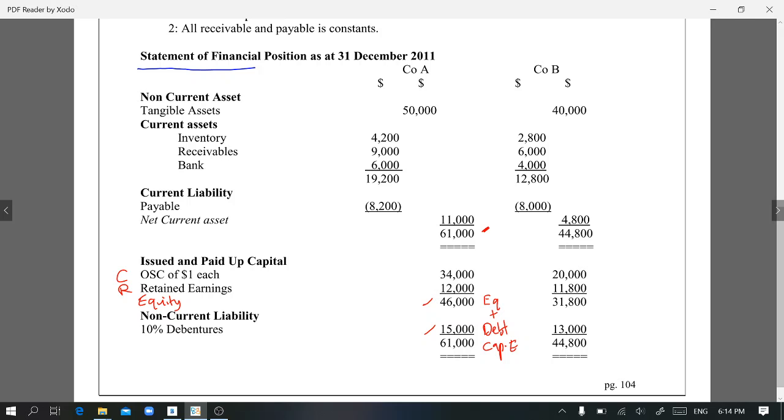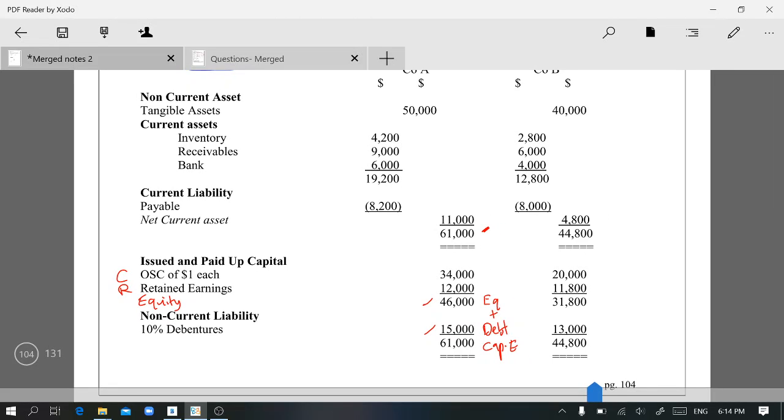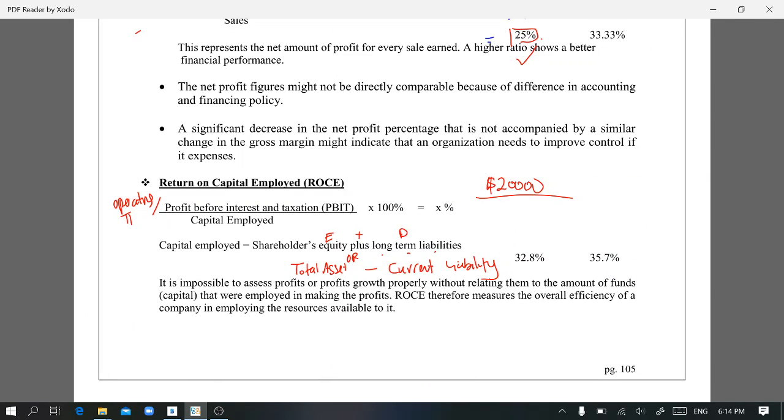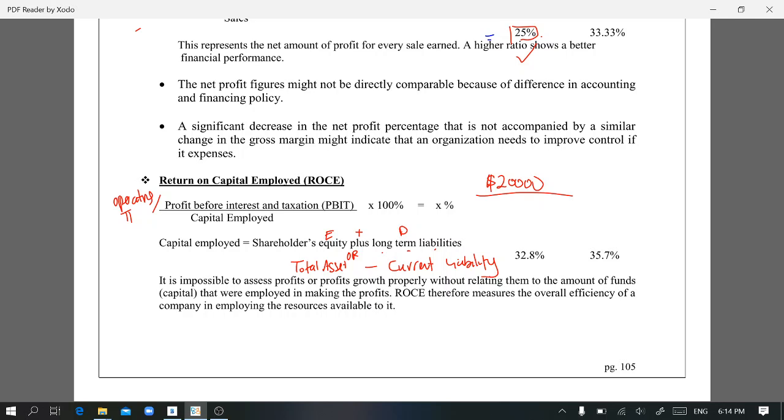is capital employed, net asset, which is total asset minus current liability. Example, we know asset minus liability equals equity. Total asset means my non-current asset plus current asset, minus current liability, minus non-current liability, equals equity.